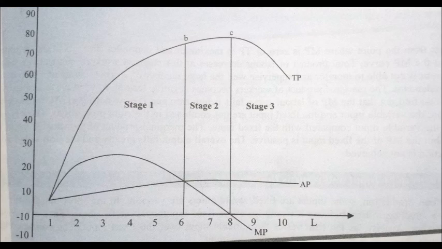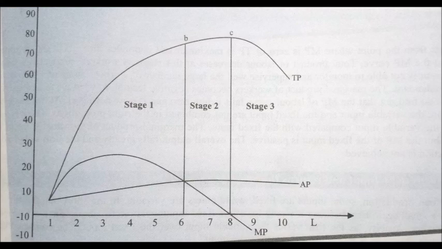The main stages of any short-run production venture are stages 1, 2, and 3. They are the main stages of any short-run production. These stages have various economic implications for the producer. Stage 2 is the economic stage of production. Note, stage 2 is the economic stage of production.